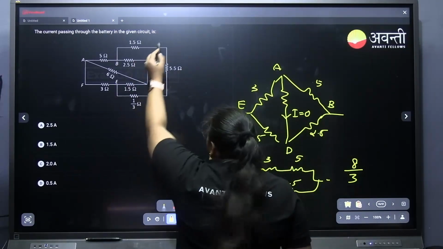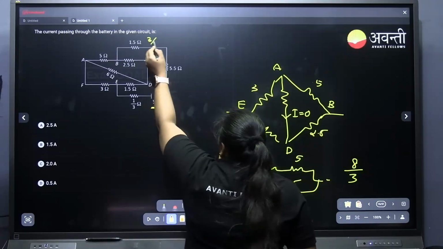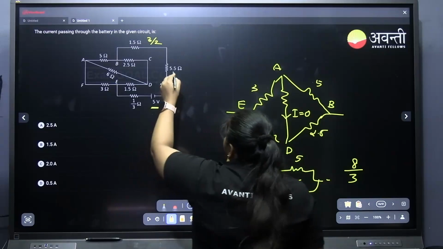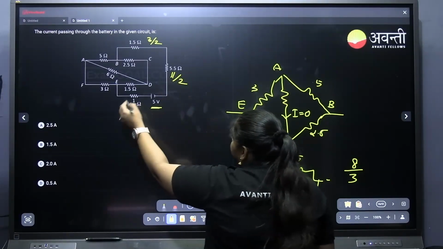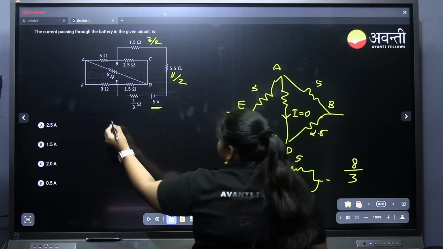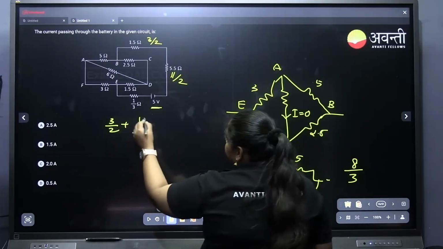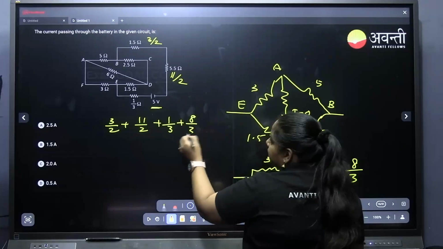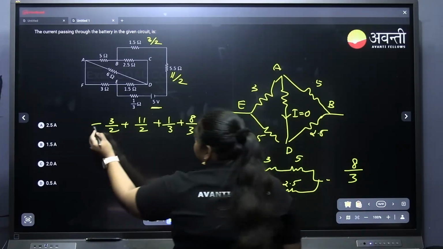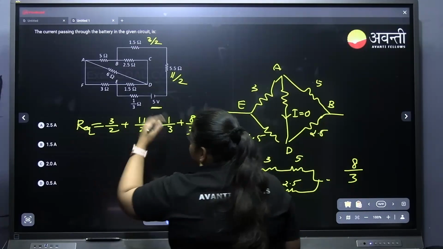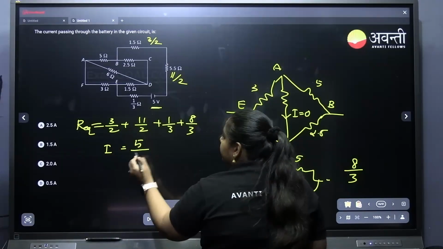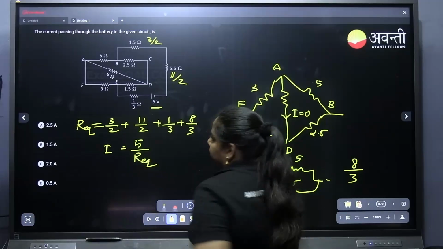So you will have here 1.5 that can be written as 3 by 2, 5.5 that can be written as 11 by 2, then there is 1 by 3. So you have 3 by 2 plus 11 by 2 plus 1 by 3 plus 8 by 3. This will be R equivalent. Then I will be equal to 5 volt divided by R equivalent.